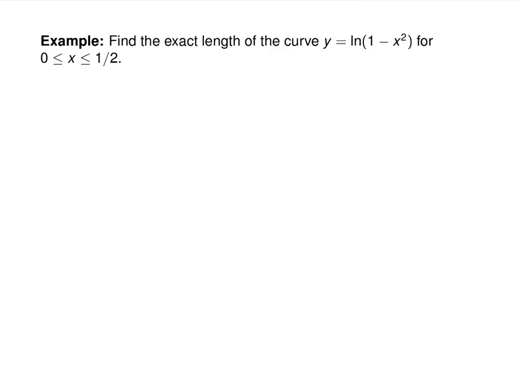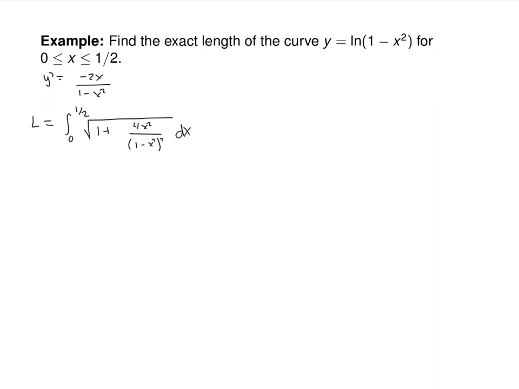On occasion in this chapter, you're going to run up against other integration techniques that you have to use, the ones that we learned in chapter 7. So find the exact length of this curve between x equals 0 and 1/2. So y prime, not so hard. It's negative 2x over 1 minus x squared. So my length will equal an integral from 0 to 1/2 square root 1 plus that thing squared, which will be 4x squared over 1 minus x squared, the quantity squared.